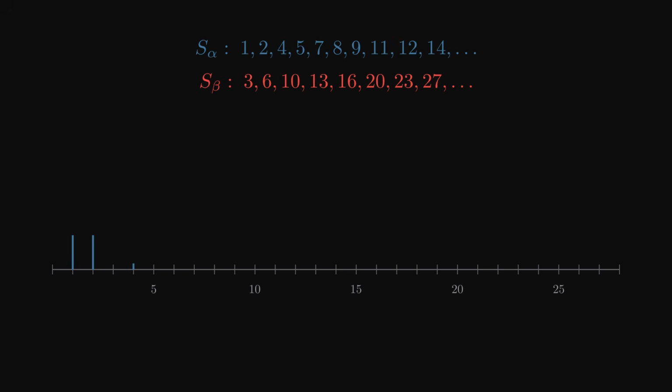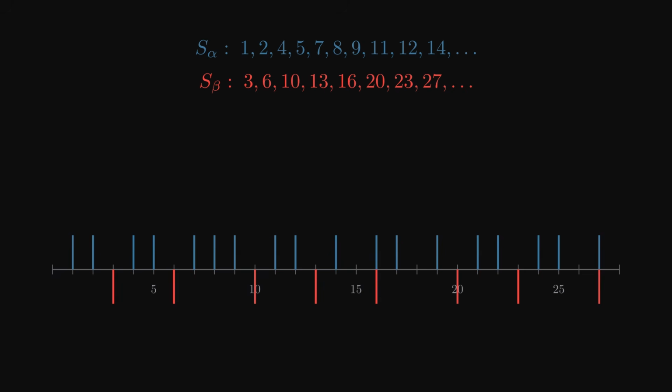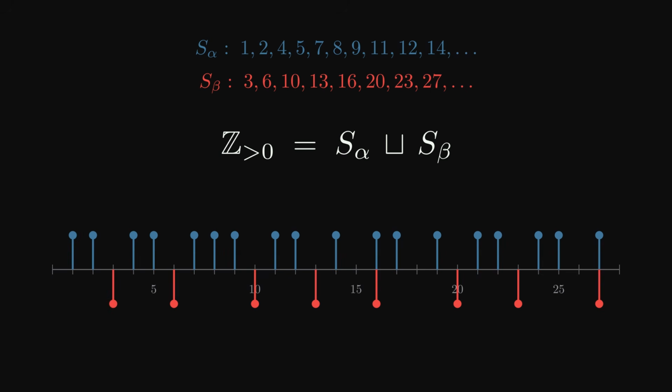Look at these two sequences together. 1, 2, 4, 5, 7, 8, 9, 11, 12, 14. 3, 6, 10, 13, 16, 20, 23, 27. Every positive integer appears in exactly one of these two sequences. Not 0, not 2, exactly 1. This is Beatty's theorem. It works for every positive irrational alpha greater than 1, and the corresponding beta. The two sequences together partition the positive integers perfectly, with no overlaps and no gaps, forever.